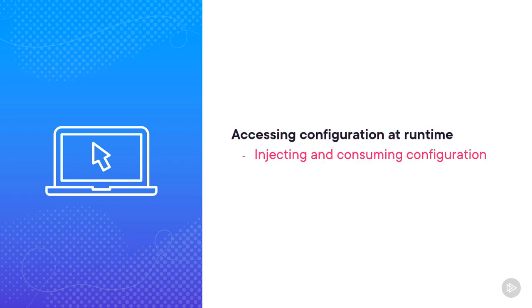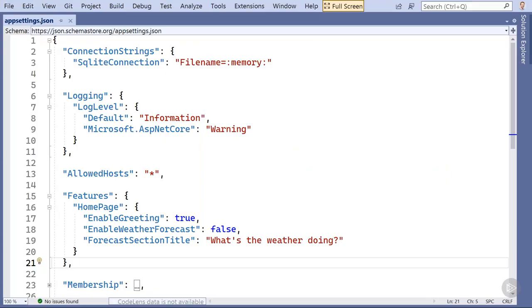In this demo, I'll introduce a technique for accessing application configuration at runtime. We'll begin by injecting and consuming the configuration which controls the homepage features within the page model for the index page. The Razor file for the index page will conditionally render its content based on the values in the model that have been provided by configuration.